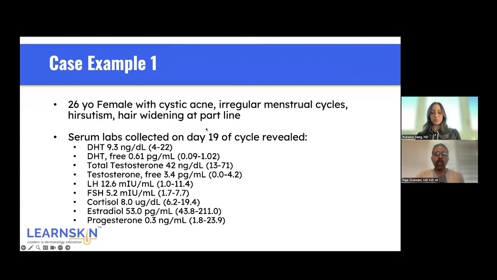So why don't you take us through how you approach this case, Ruby? Because this is your case, so it'll be really nice to have you walk us through your evaluation and then what you did after you drew the first serum labs.